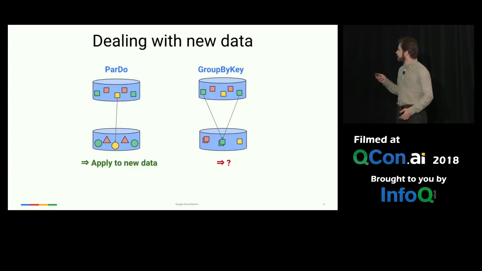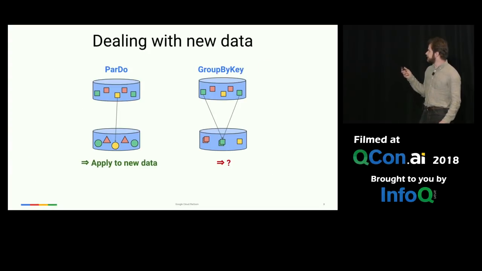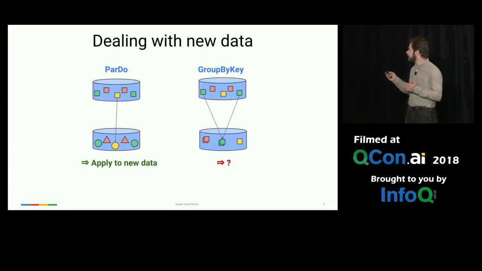Let's see how this programming model applies to these two primitives. For ParDo, it's pretty trivial. When new data arrives, you just apply the function to it, and you're done. As for aggregation, it's a little more challenging, because normally you would say that you group all elements with this key, and you say, here's the group. But in this setting, there is never such a thing as seeing all elements for a particular key. So we need to define it in a more general way.